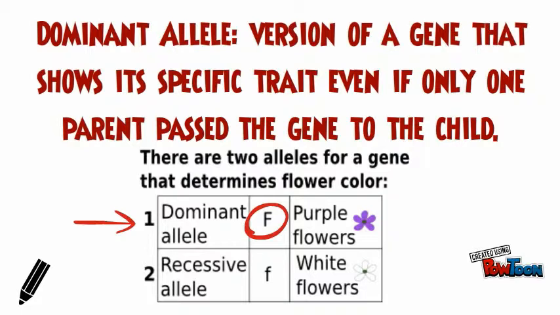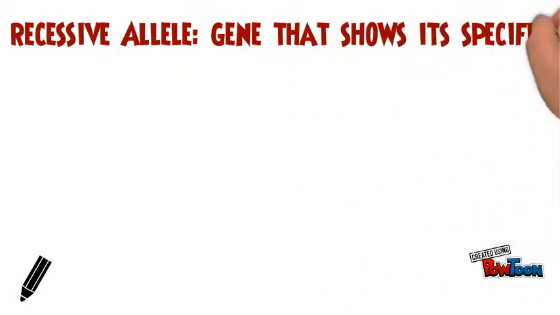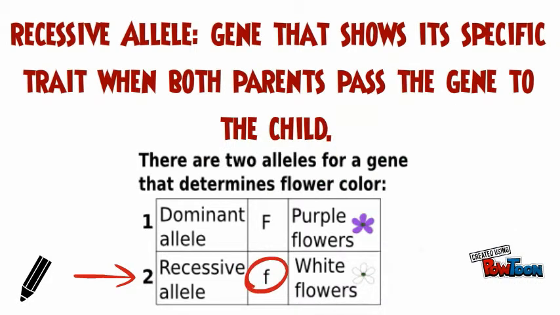So it's always present if it's there. Capital F for dominant allele. The recessive allele is the gene that only shows its specific trait if both parents pass on the recessive allele. So 2 recessive alleles have to be present to show up.